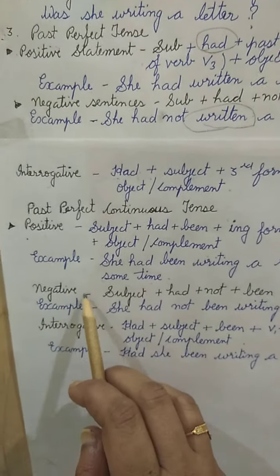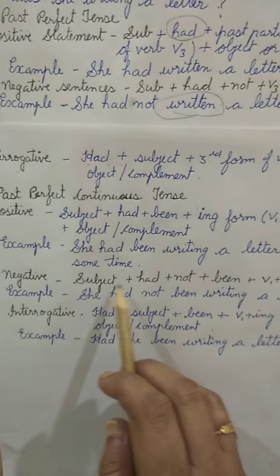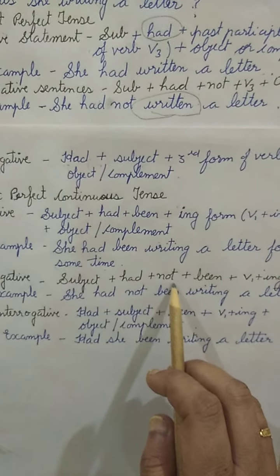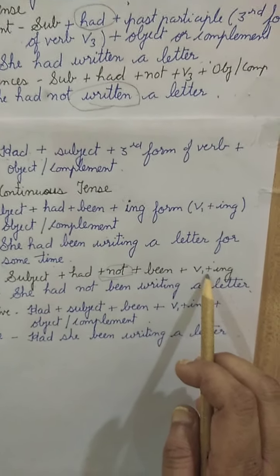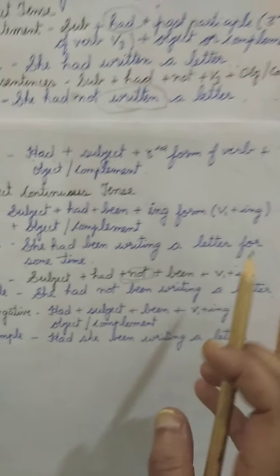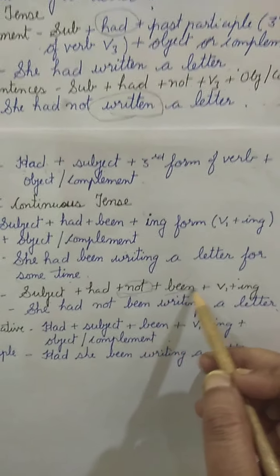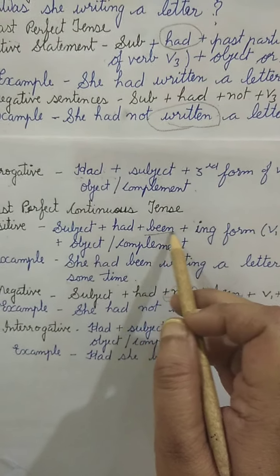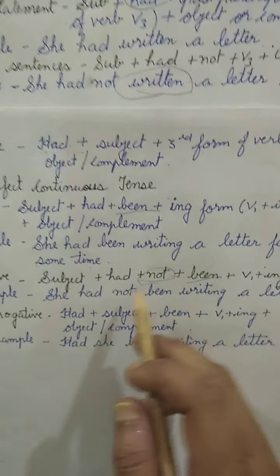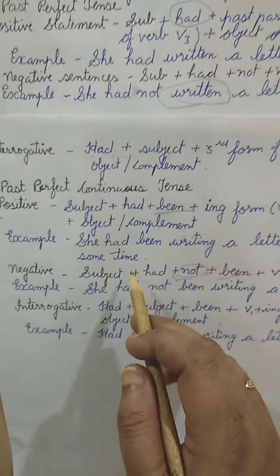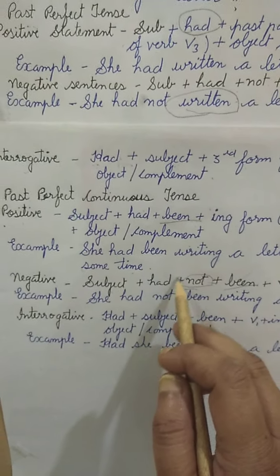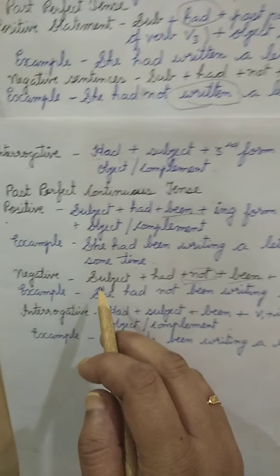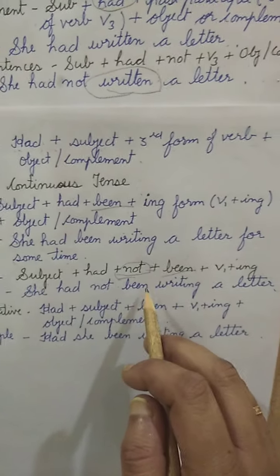In negative, the formation is subject plus had, then we are going to write the word not, then been plus verb and ing. Note down what we have to write, been. Here also in positive we have written been. And only difference between this positive and negative is that after had, here we are writing not. Example, she had not been writing a letter.